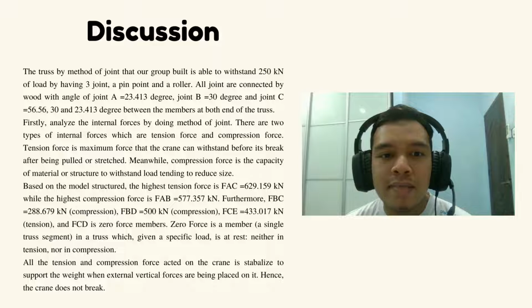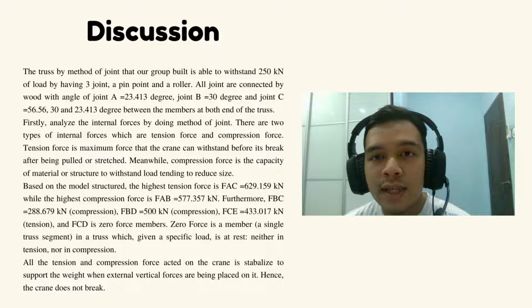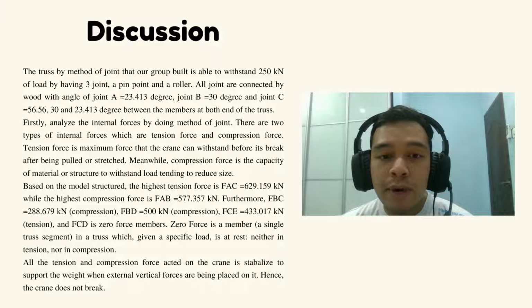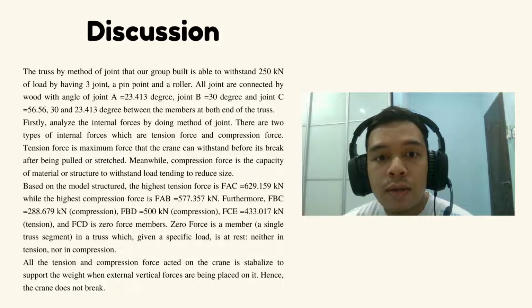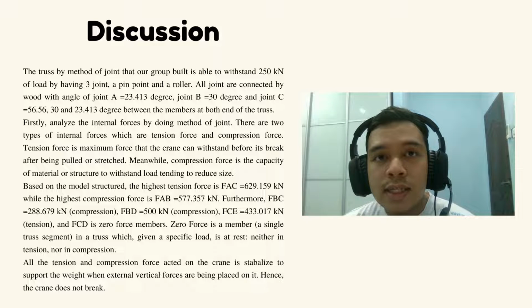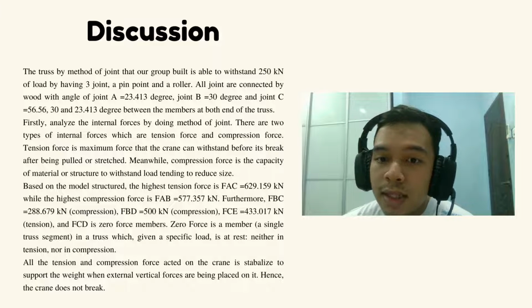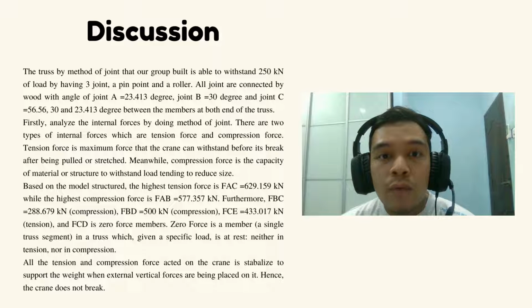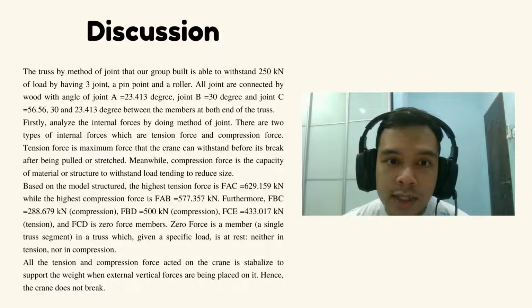So, the truss by method of joint that our group built is able to withstand 215 kilonewton of load by having three joints, a pin joint and a roller. All joints are connected by wood, with the angle of joint A equal to 23.413 degree, joint B equal to 30 degree, and joint C equal to 56.56, 30, and 23.413 degree between the members at both ends of the truss.